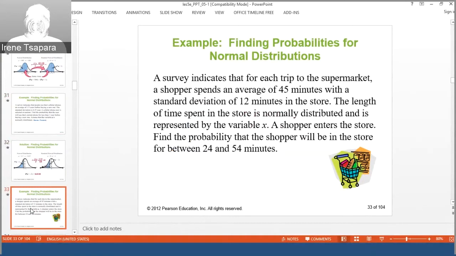Another example. A survey indicates that for each trip to the supermarket, a shopper spends an average of 45 minutes in the store with a standard deviation of 12 minutes. The length of time spent in the store is normally distributed and is represented by the variable x. A shopper enters the store. Find the probability that the shopper will be in the store for between 24 and 54 minutes. So now here we want to find the probability to be in a specific interval. So we want to calculate probabilities for 2 different z-scores, after we translate our distribution to the standard distribution.